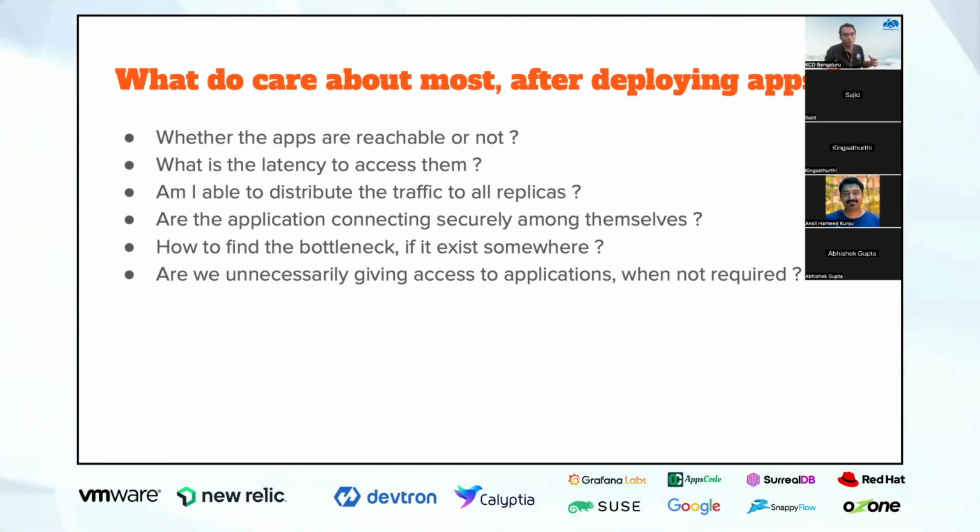If something is going wrong in my environment, how would I find the bottleneck and where exactly it is? Because in microservices, the traffic goes in a random way, anywhere it can go, and something can go wrong at any point in time. So how easily can I find out where the bottleneck is?